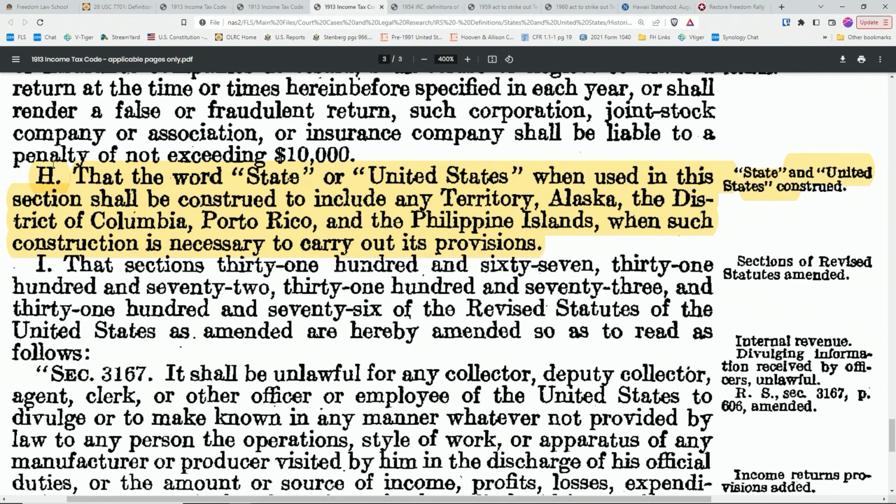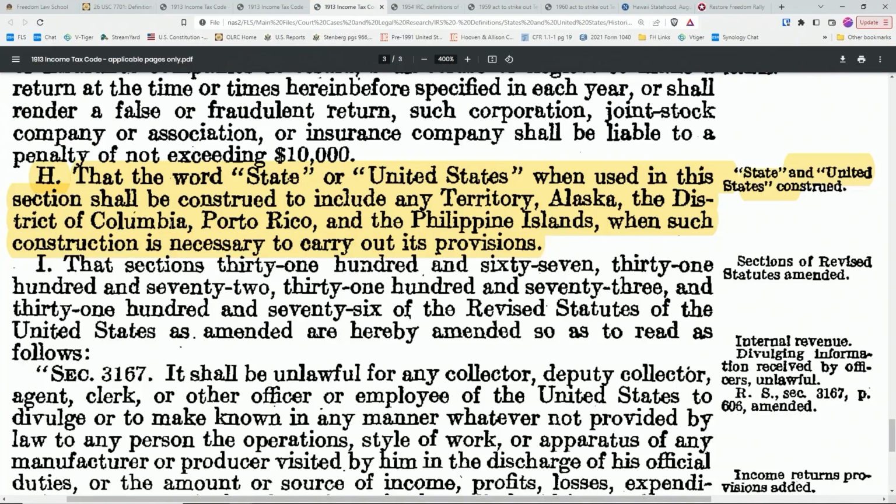The term state or United States has a very specific definition, folks. When used in this section, it shall be construed to include any territory, Alaska, the District of Columbia, Puerto Rico, and the Philippine Islands. Right? See, the 50 states are not included. Even way back in 1913, they never taxed any of the Union states. There were only 48. Alaska and Hawaii were not states at the time. Only D.C. and territories were taxed, even back in 1913.